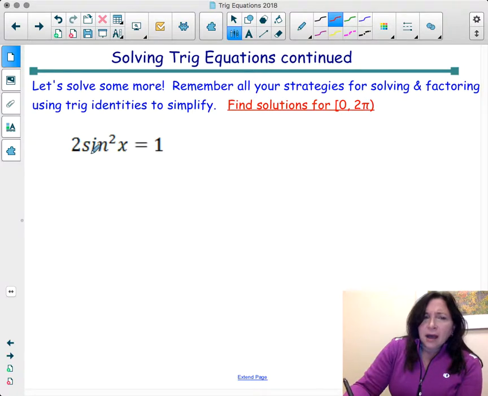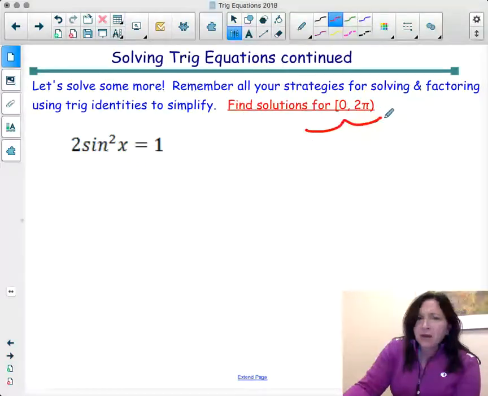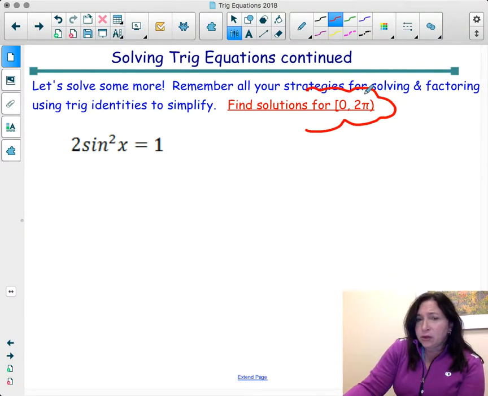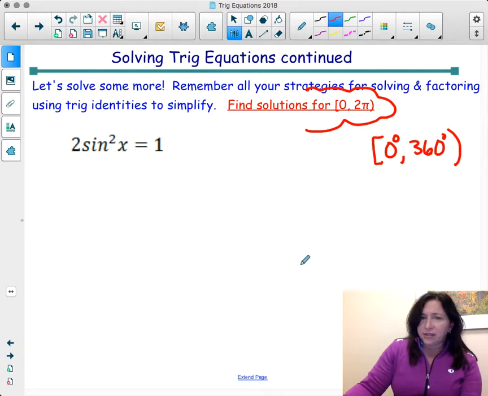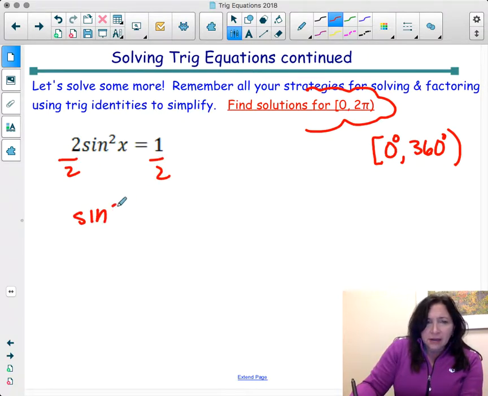Next problem says solving trig equations continued. You've still got to solve for x, but for this problem, I want to find all solutions from 0 to 2 pi, not including 2 pi. If you do this in degrees, you're going to go from 0 degrees to 360 degrees, but not including 360 degrees. So to solve this, the first thing I would do is divide by 2, and I'm going to get sine squared of x equals 1/2.